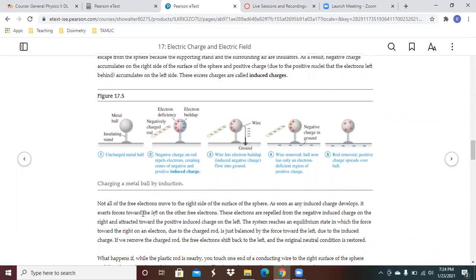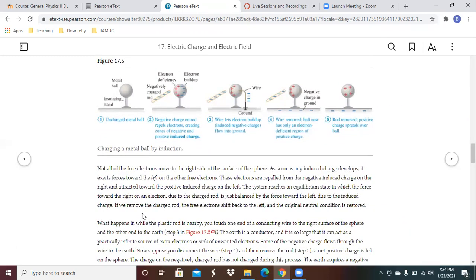Now what you're getting is a polarization. So not all of the free electrons move to the right side of the surface of the sphere. A lot of them, but not all of them. As soon as any induced charge develops, it exerts forces towards the left on the other free electrons. In other words, you've got electrons gathering over there, but they're repelling like charges. So these electrons get repelled from the negative induced charge on the right and are attracted towards the positively induced charges on the left. Not only do you have the negative charges building up over on the right side, you've got the positive on the left. So some of the electrons are going to be attracted to that.